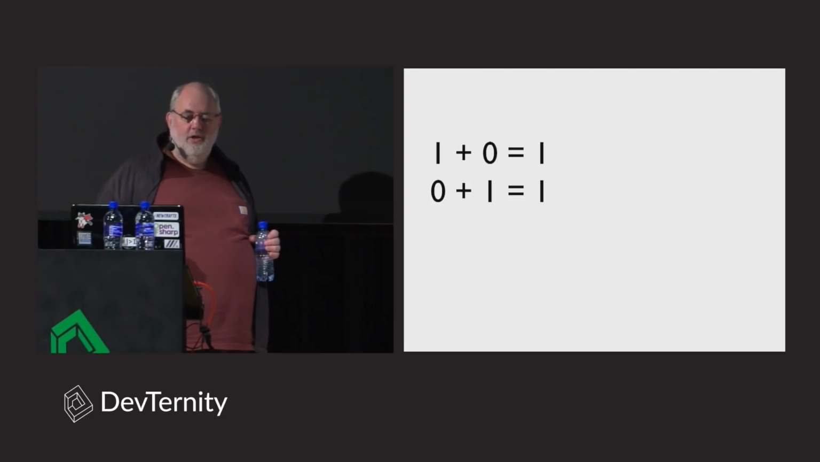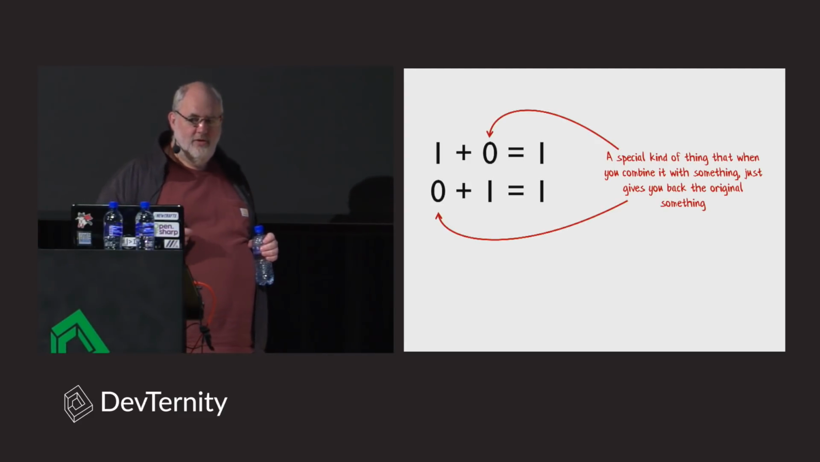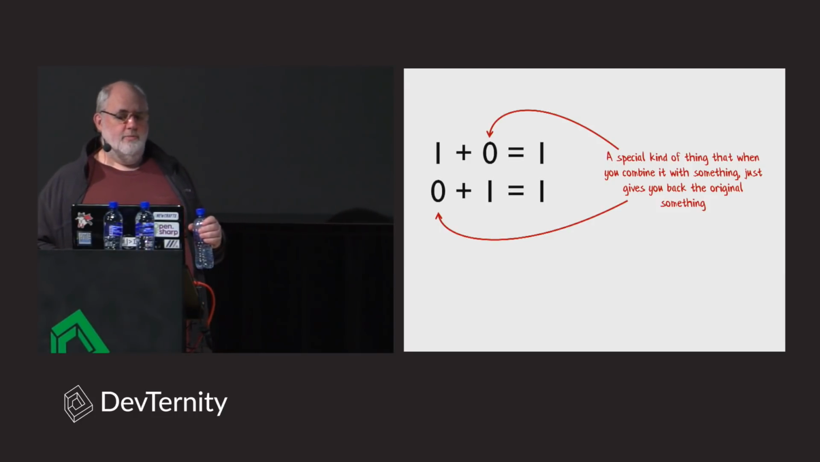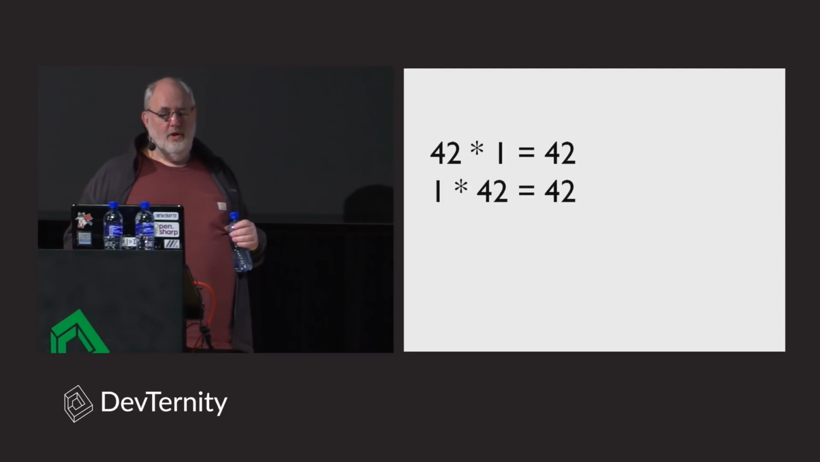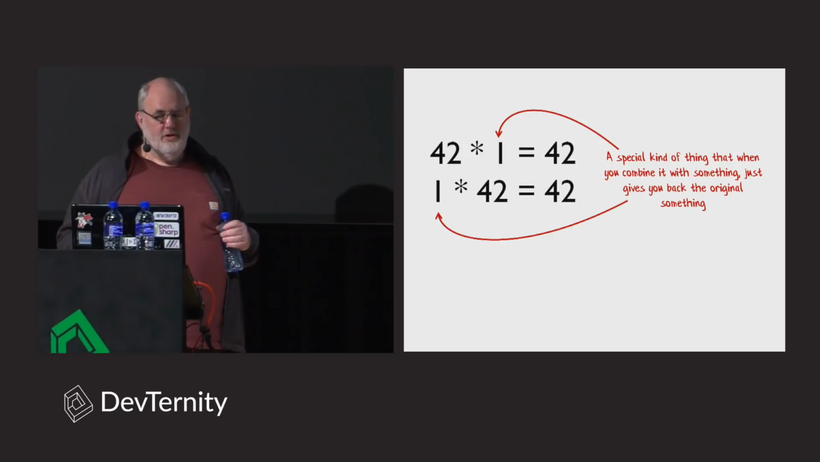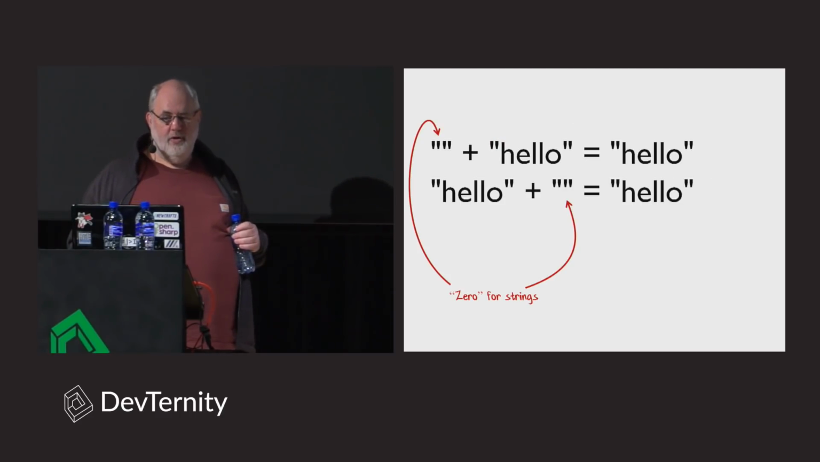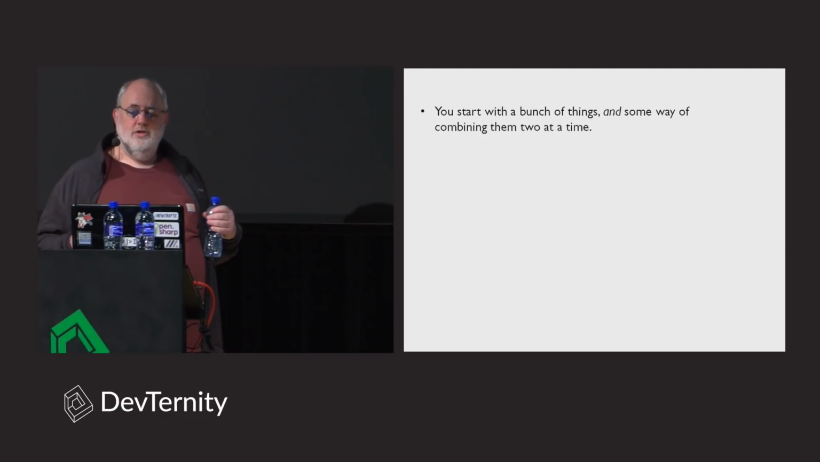Now the final thing is this: 1 plus 0 equals 1. Mathematicians say, oh, that's interesting, there's a special kind of thing that when you do the combination, it returns back the original thing, unchanged. So for multiplication, that special thing is 1. For string concatenation, that special thing is an empty string. That's the 0 for strings. And for lists, it's the empty list, and so on.